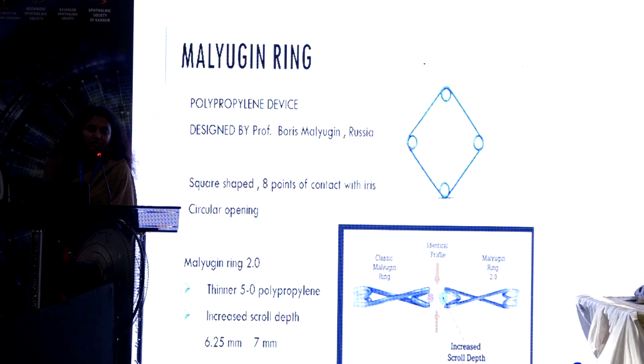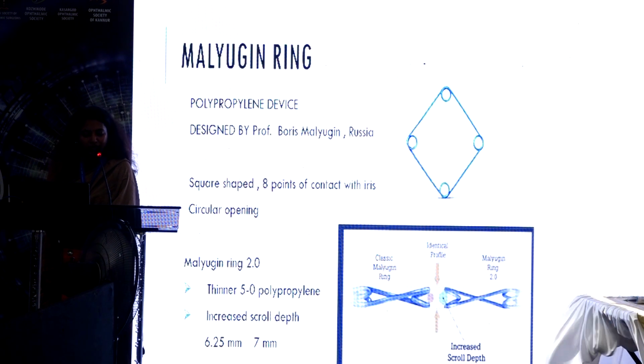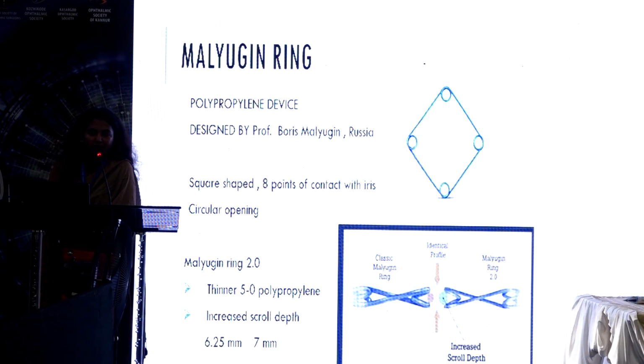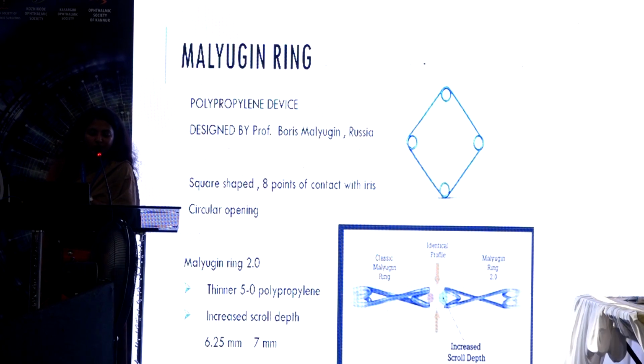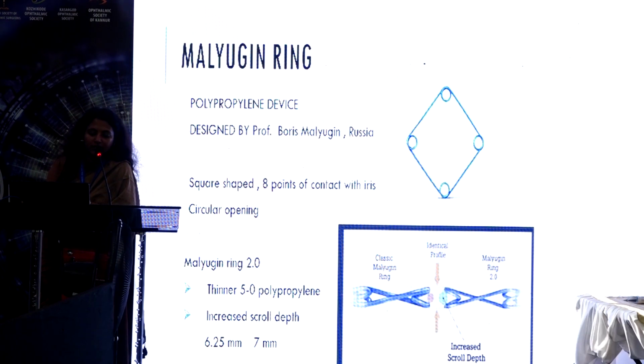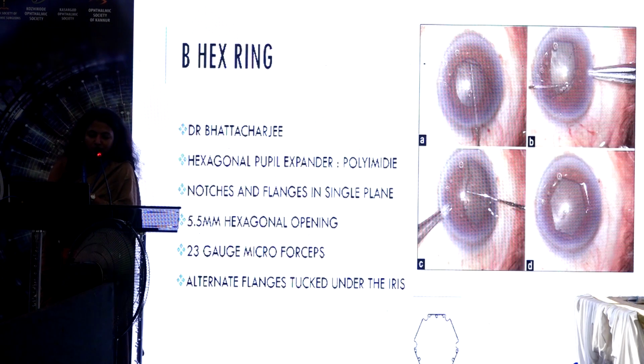Now, the Malyugin ring is slightly on the expensive side, but the advantage is that you do not need extra incisions. You can go through the main 2.2 or 2.4 incision, and it is basically a 4-0 or 5-0 polypropylene device which is square shaped, which has 4 scrolls, and it engages the pupil at 8 points, giving you a circular opening. Again, it comes in 2 forms. It can be either 6.25 mm opening or 7 mm opening. Now, what was the advantage with Malyugin 2.0 was that being a thinner ring, it is less bulky, and the increased scroll depth will help to engage the pupillary margin more easily.